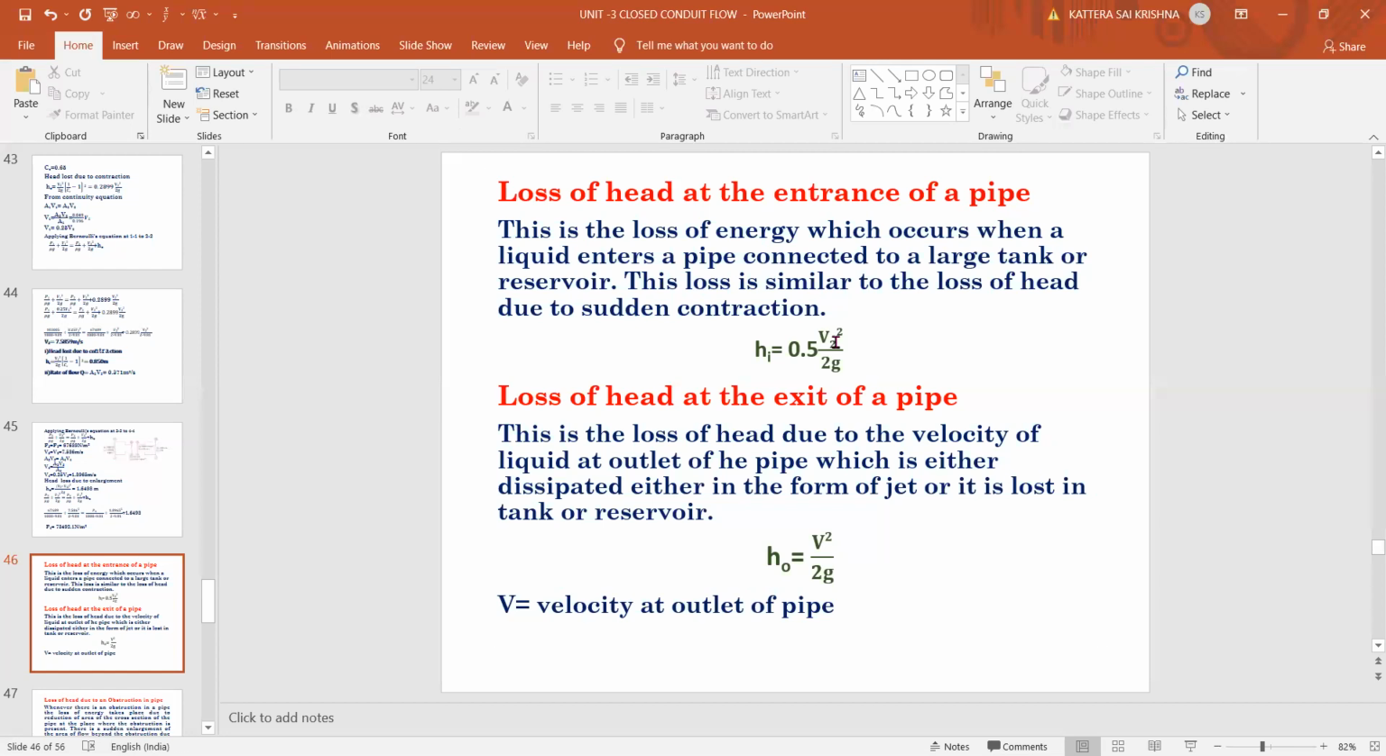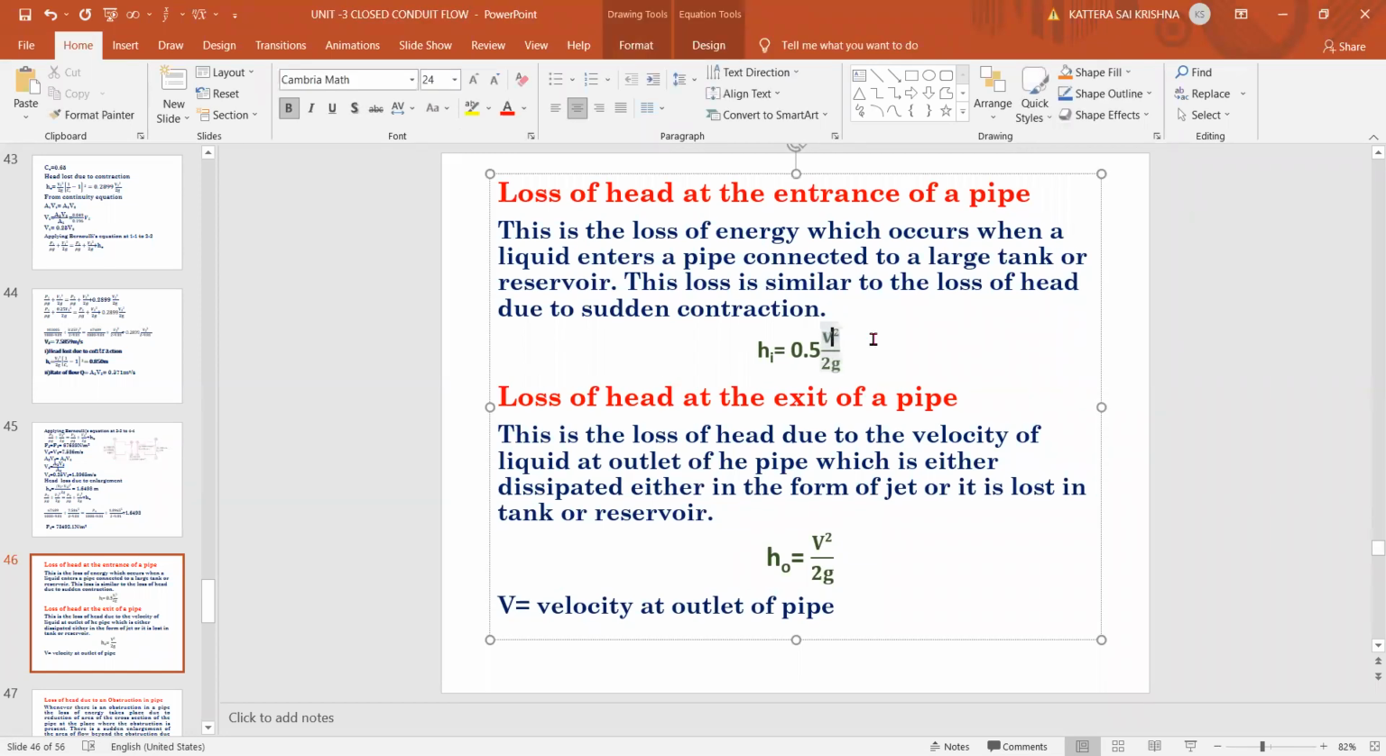Okay, so this is actually V square, not V2. So HI is nothing but the loss at the inlet or entrance of the pipe, right? Again, we cannot take E because we have taken that for the sudden enlargement. So that's why we are taking HI as the symbol for the entrance of the pipe. Loss of head at the entrance of the pipe is 0.5 into V square by 2G. You need to remember this formula when you're solving problems.